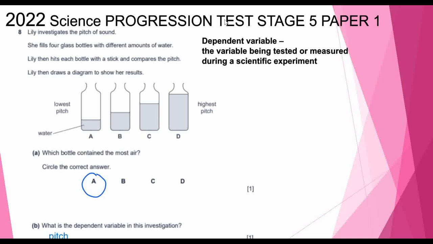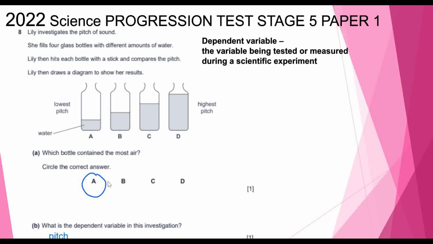So what is the dependent variable? The dependent variable is the variable being tested or measured during a scientific experiment. So what is being measured? Lily fills 4 glasses with different amounts of water. That is what Lily changed. And after that, she hits each bottle and compares. So what she is measuring is whether the pitch is low or high.